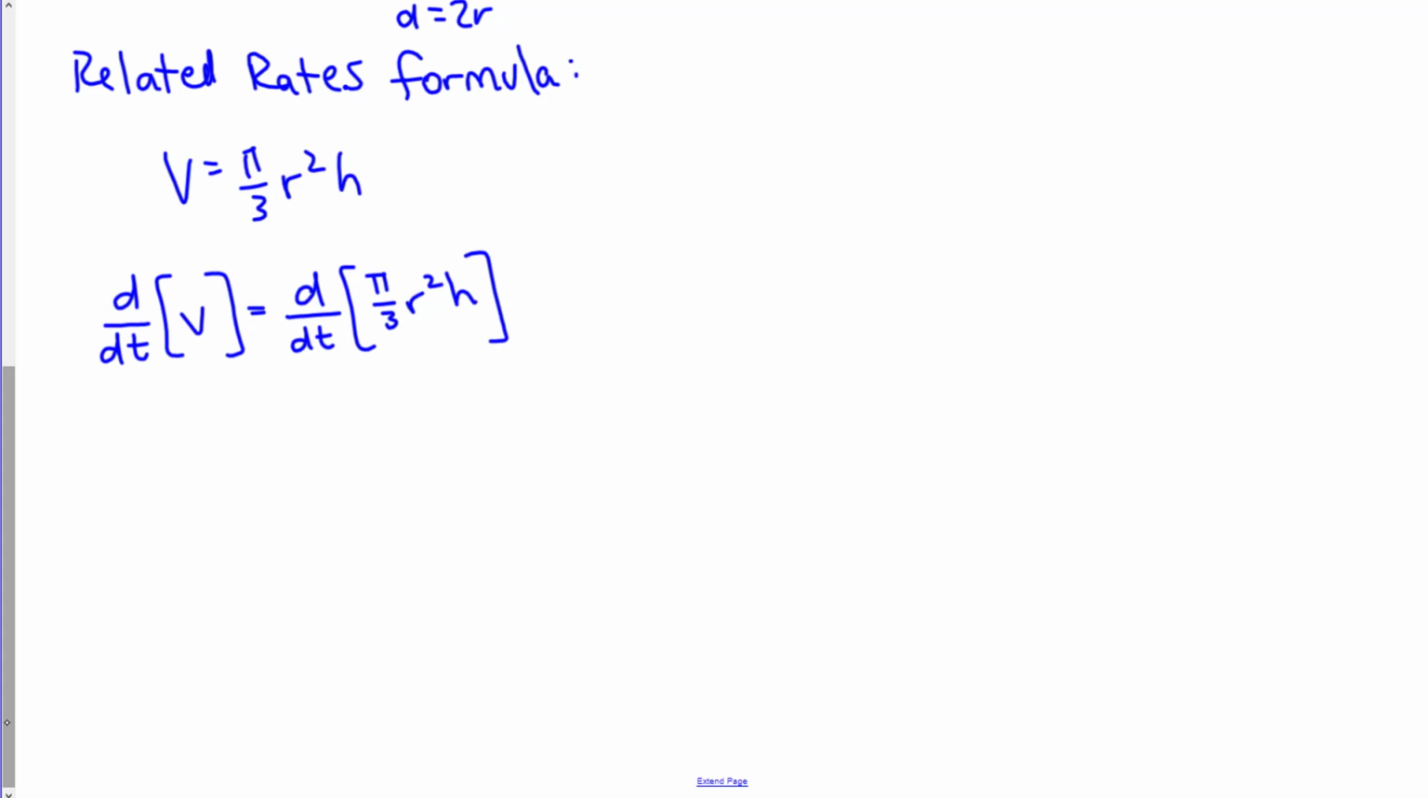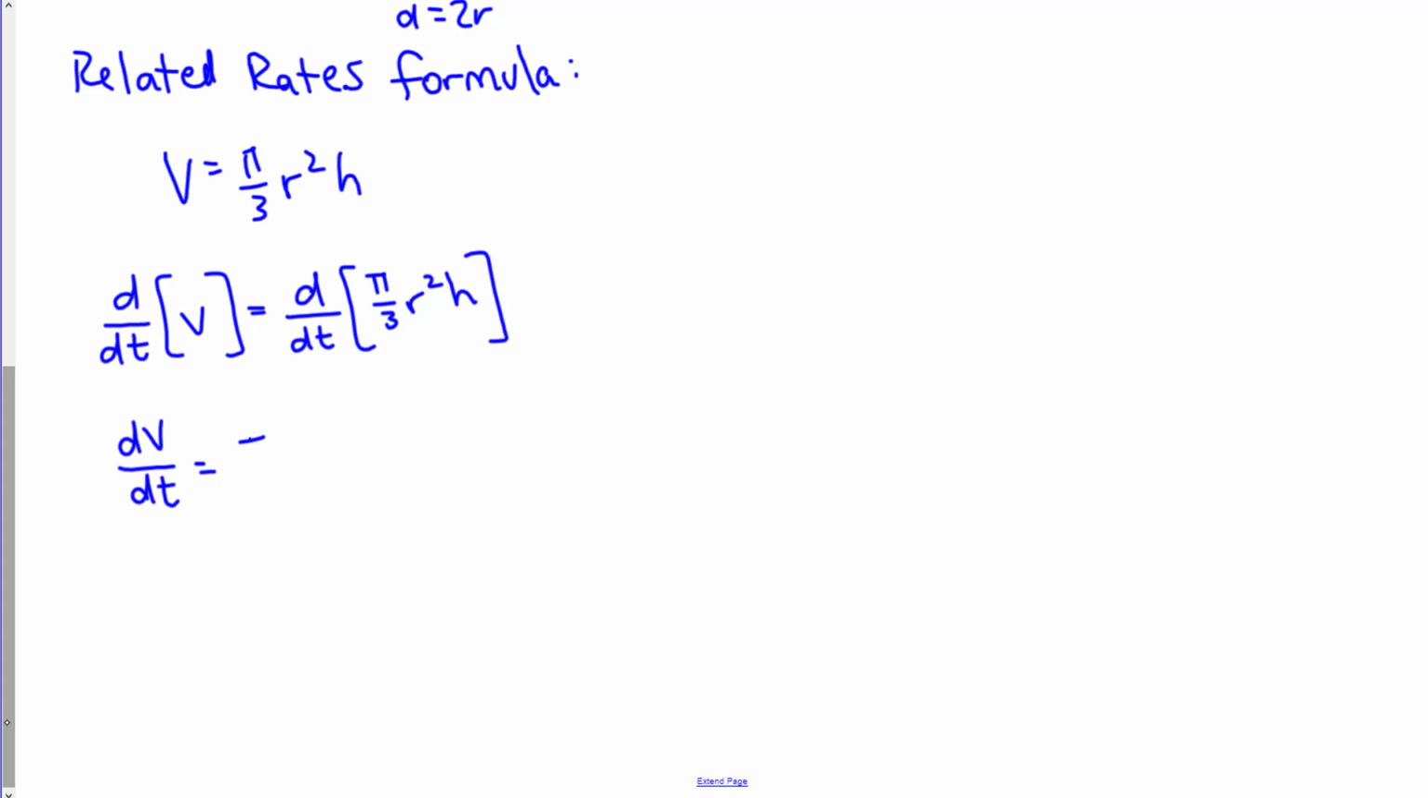Okay, so the derivative of v is just 1, but the chain rule with implicit differentiation tells us to take that and multiply it by dv dt. And on the other side, we have to be really careful here because we have pi over 3, which is a constant. That's no problem. We just pull it out of the derivative for a moment. r squared and h are both going to change with respect to time. So we have two variables that are multiplied together, changing with respect to this third variable. So this is going to need the product rule in order to come up with the derivative.